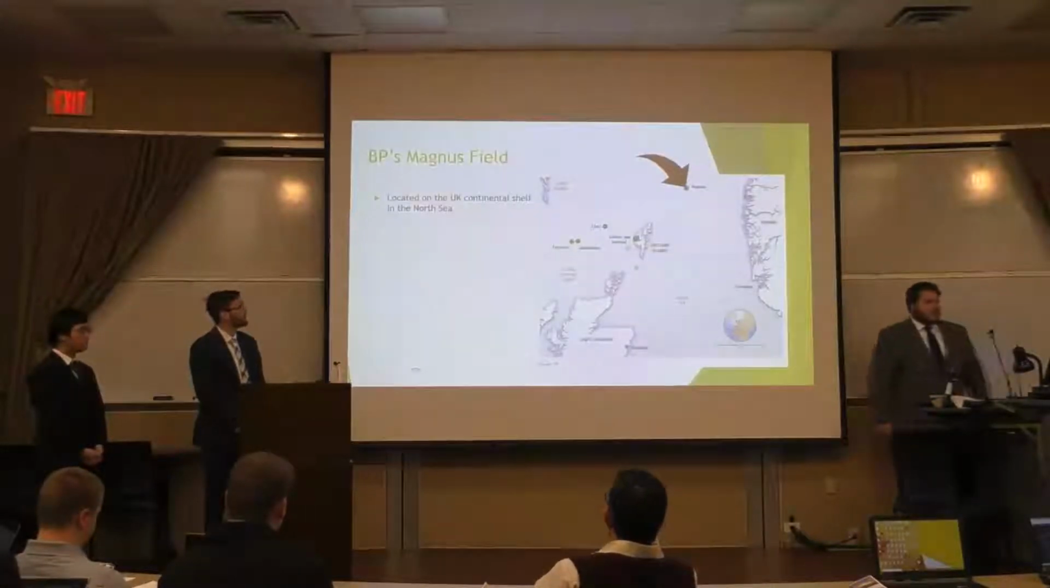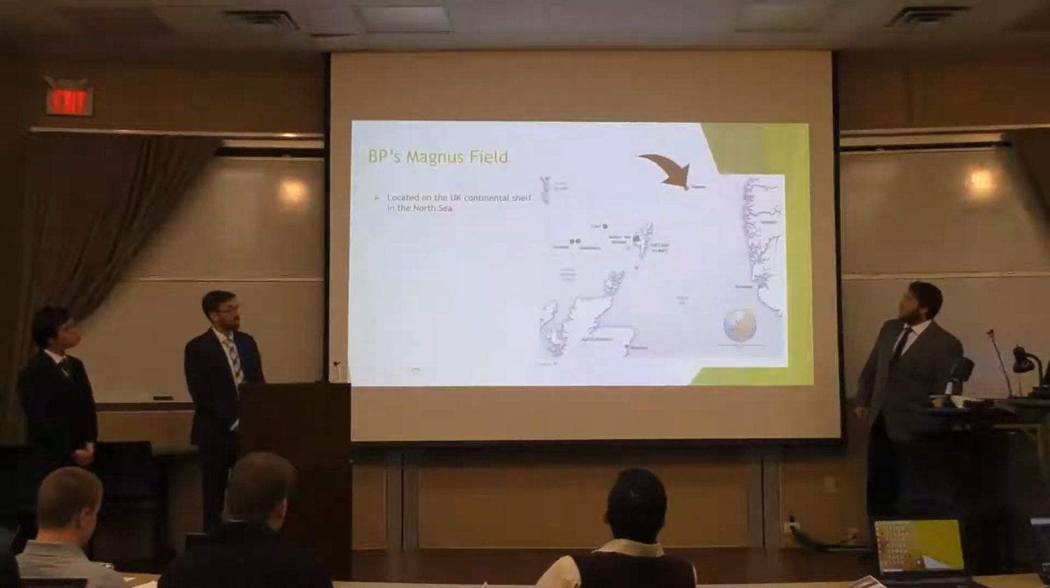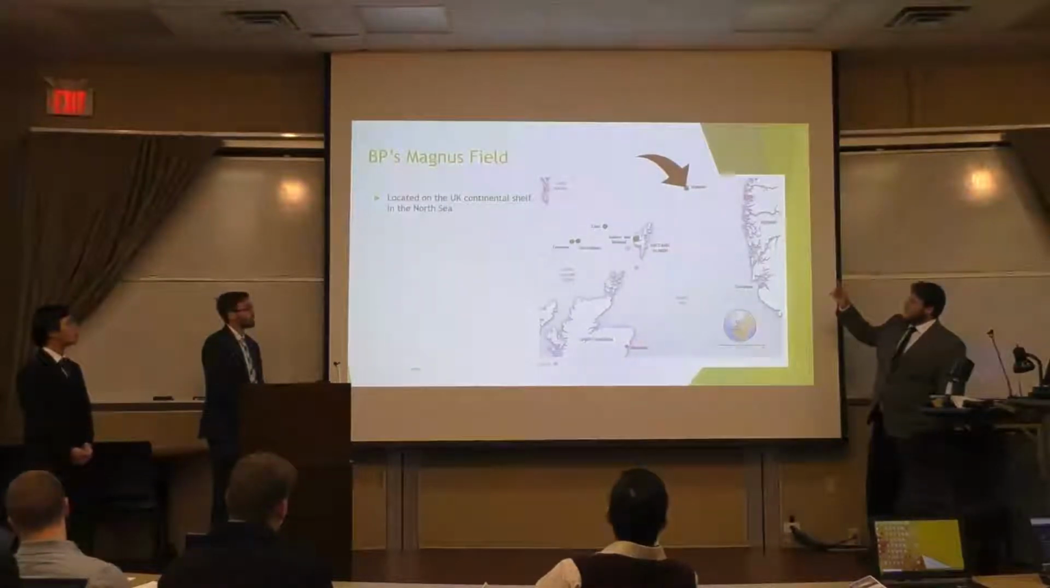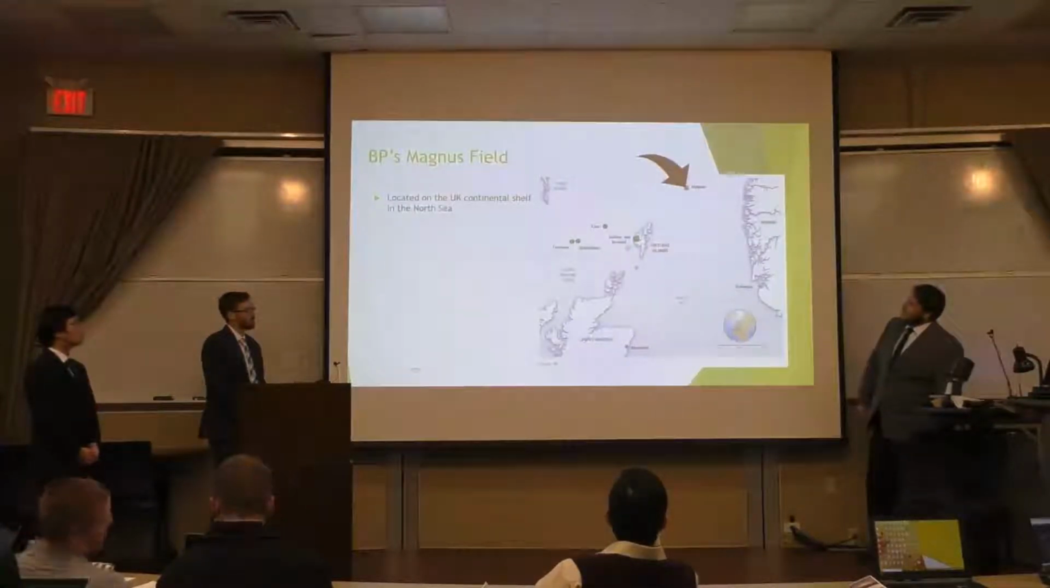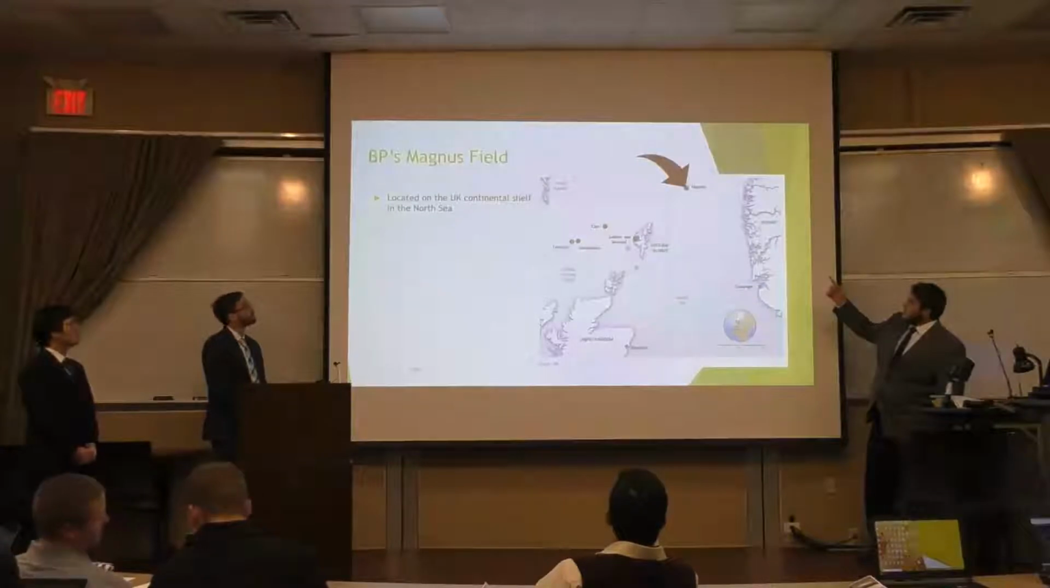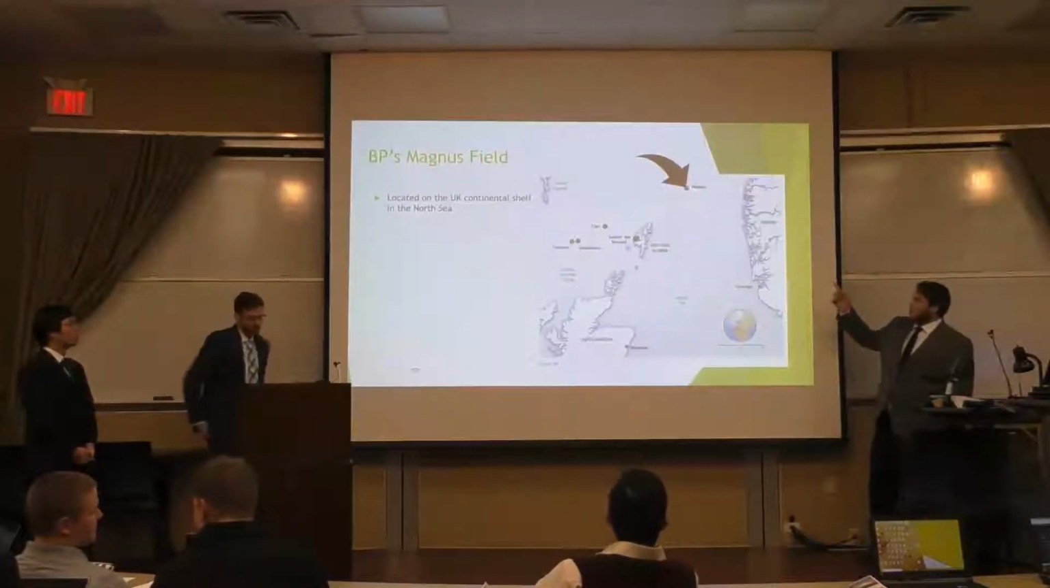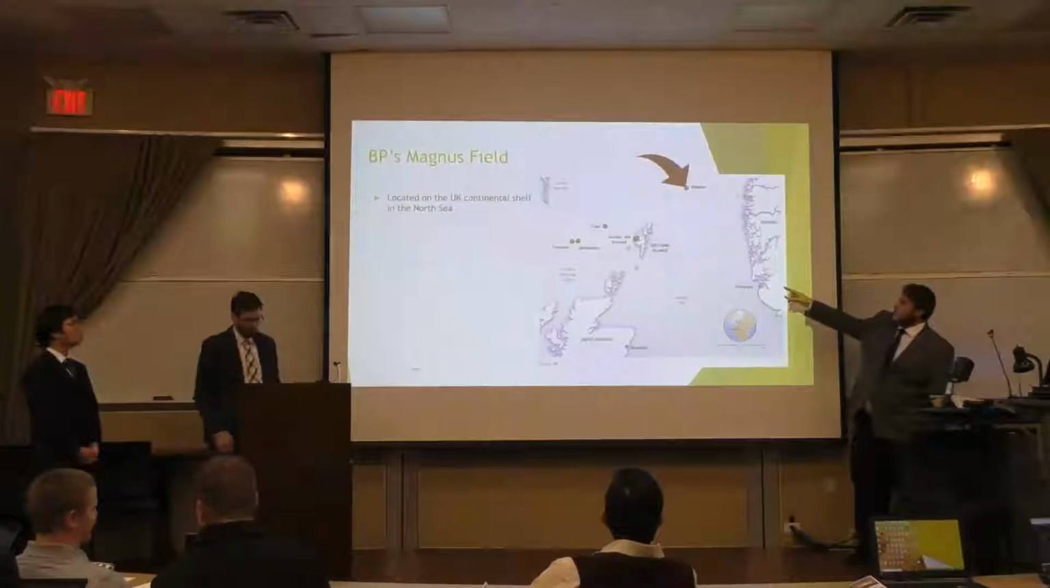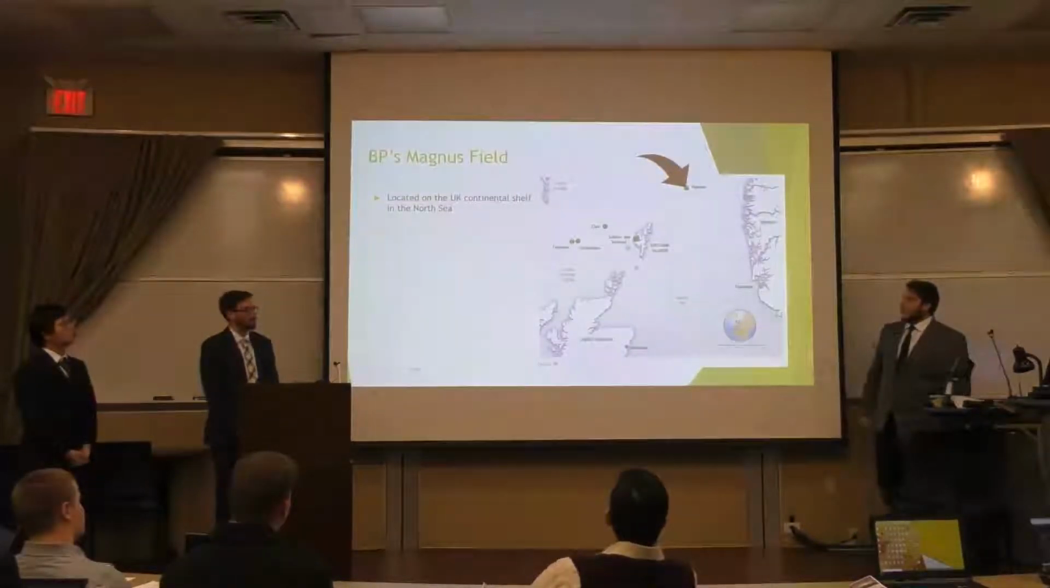So I wanted to look at BP's Magnus Field, which is on the UK continental shelf in the North Sea. And as you can see, it's pretty far north, so the weather conditions are definitely going to be rough. And if you look down here at the Shetlands, those are also going to come into play later on.